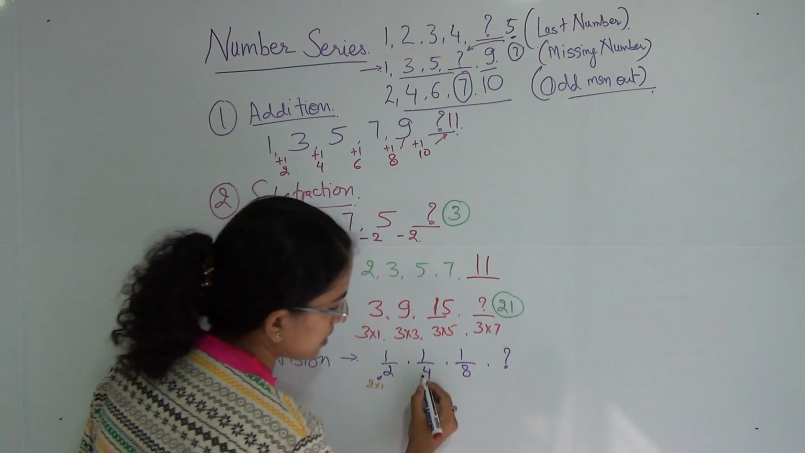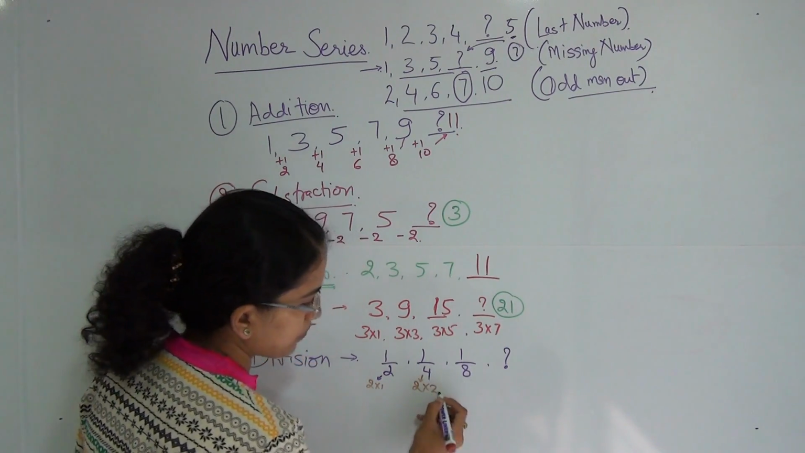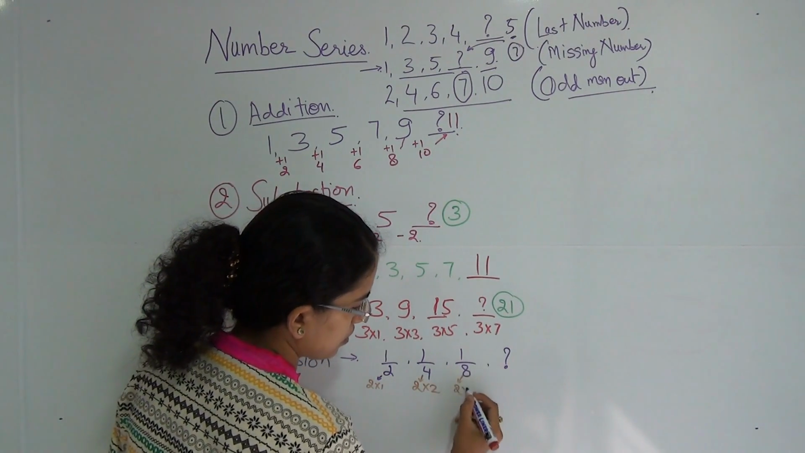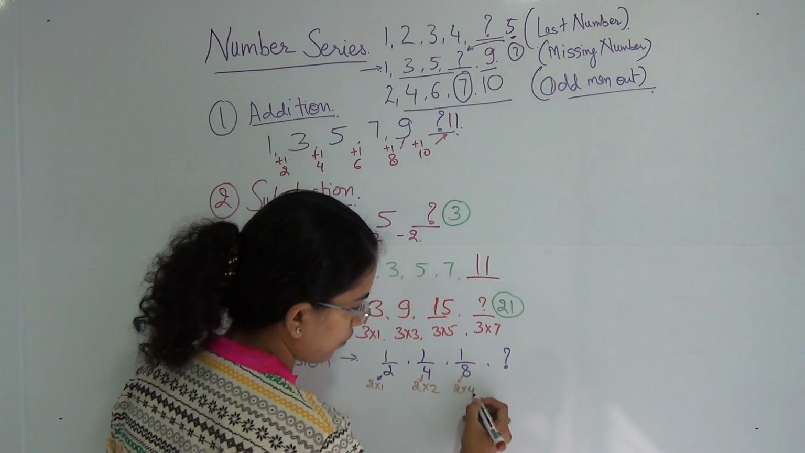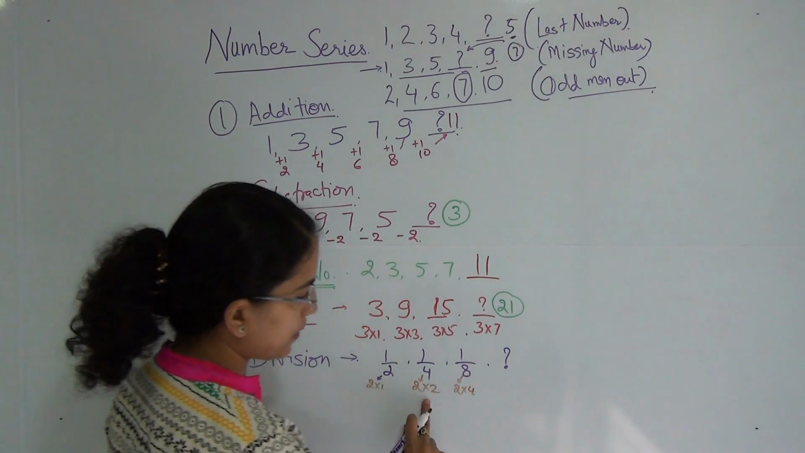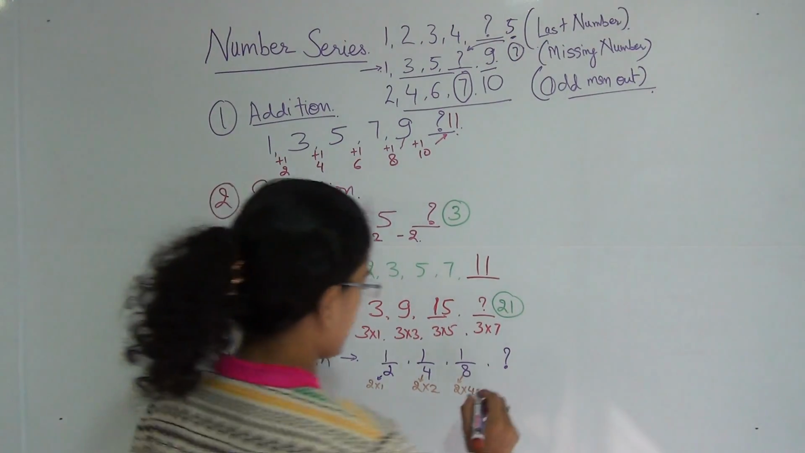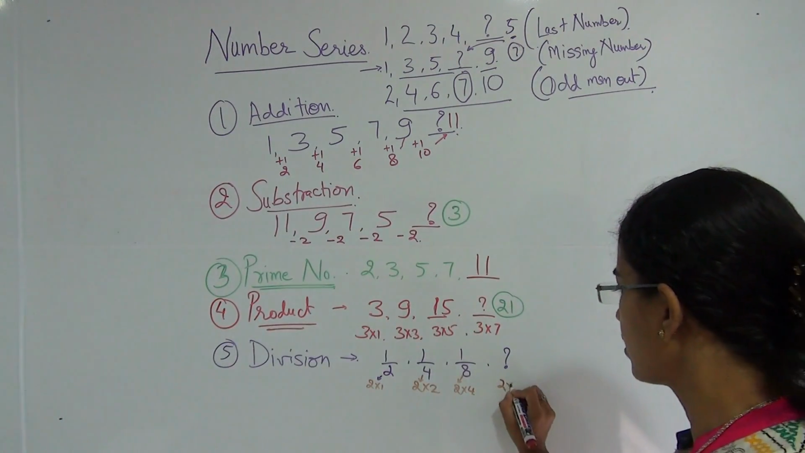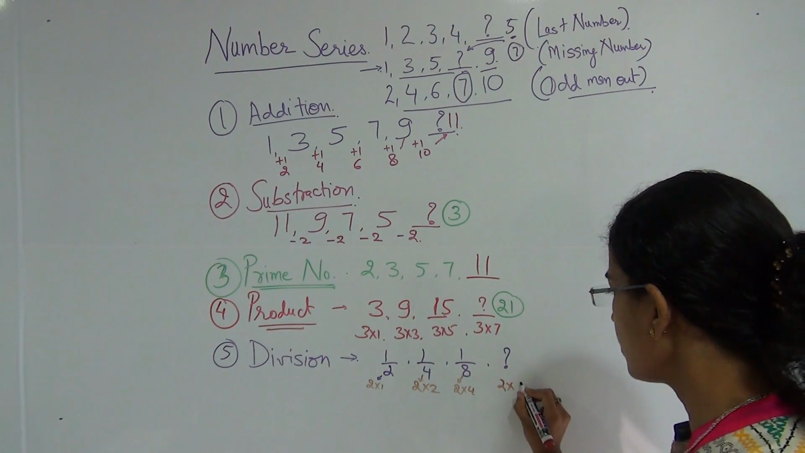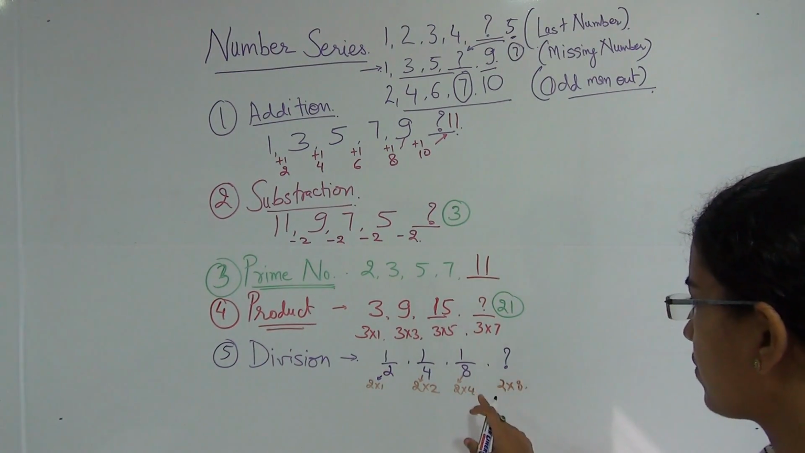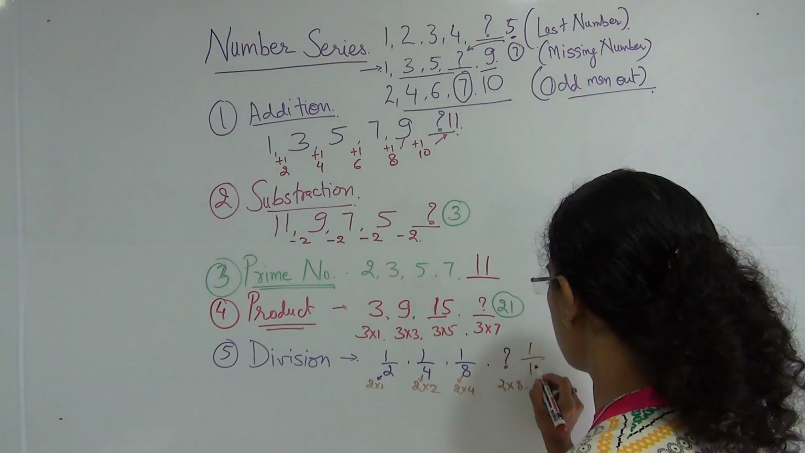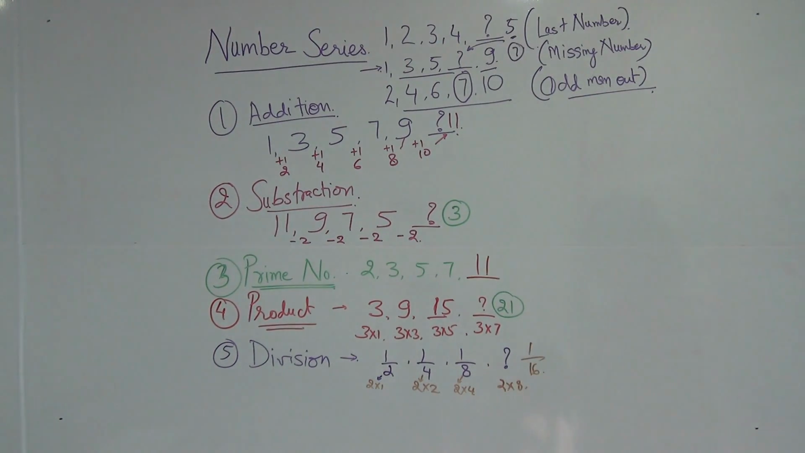Okay. This is 2 into 2, 8 means 2 into 4. So I have 2 into 1, 2 into 2, 2 into 4. What would be the next number? The next number here would be 2 into 8, so it would be 16. So I would say 1 by 16 would be the next number.